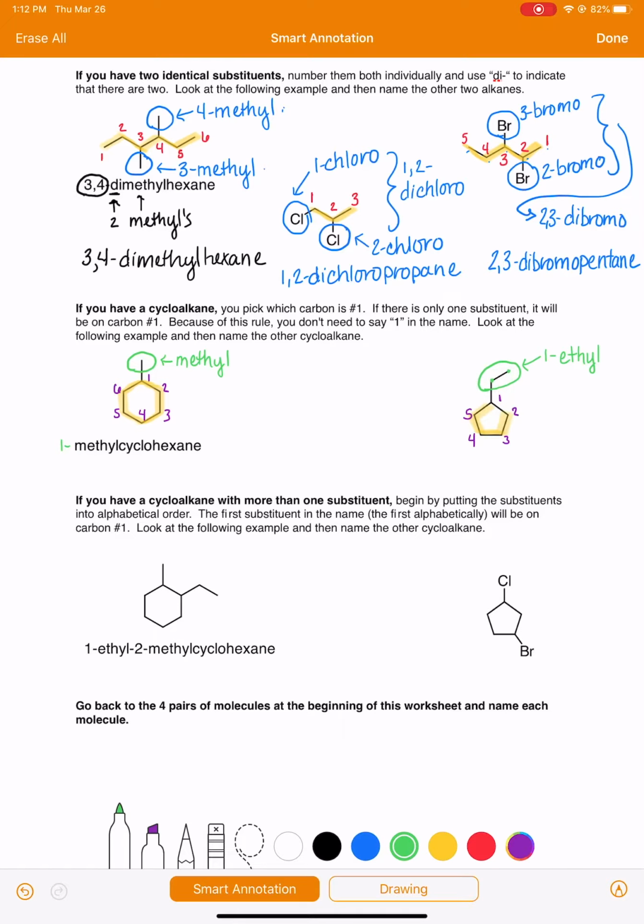Put the name of the substituent first. Follow it by the name of the parent chain. This is a 5-carbon parent chain. Look at table 12.1. 5 carbons is pentane. When it's in a ring, it's cyclopentane.